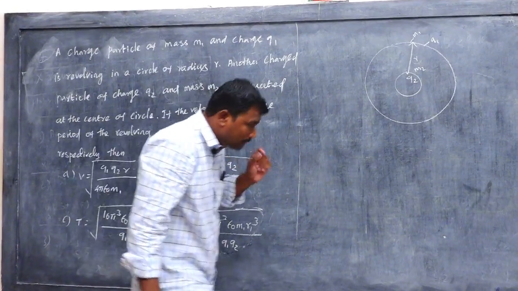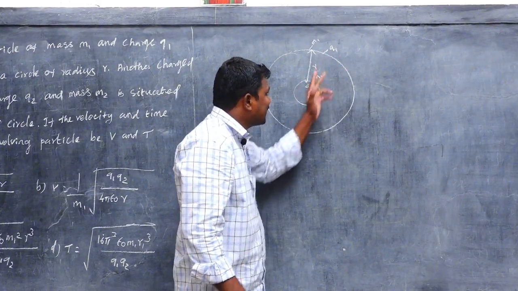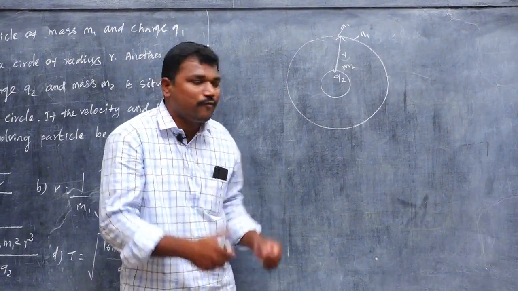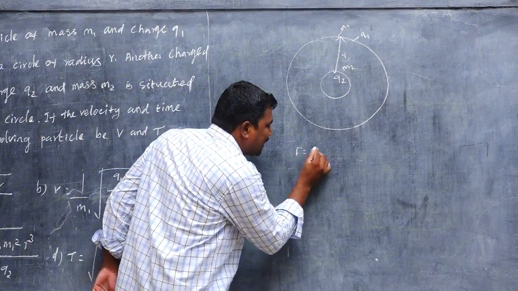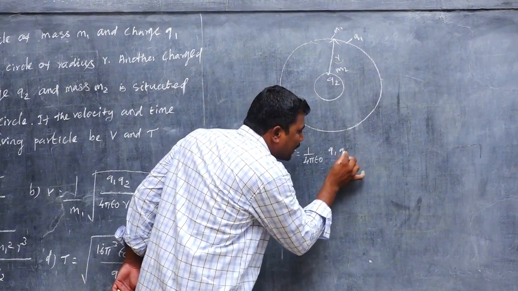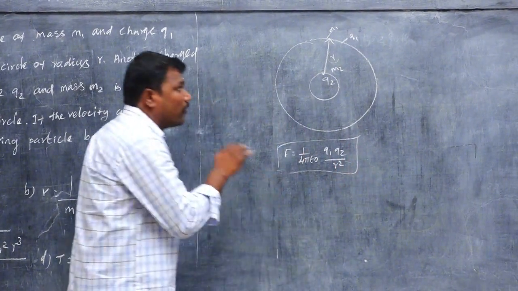First, you know q1 and q2. The two charges always interact with one kind of force. This force is known as the Coulomb force. The standard formula is F equal to 1 by 4 pi epsilon naught q1 q2 by r square. This is called the Coulomb force.